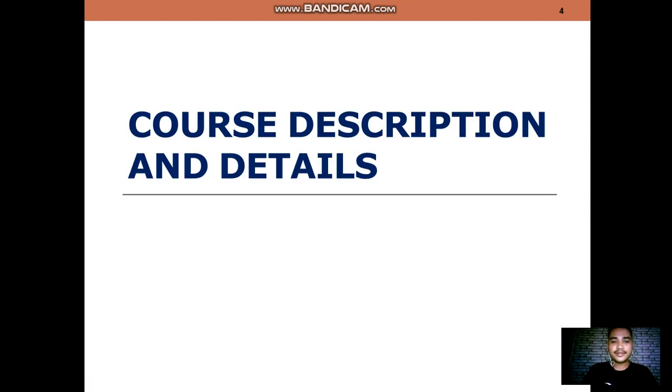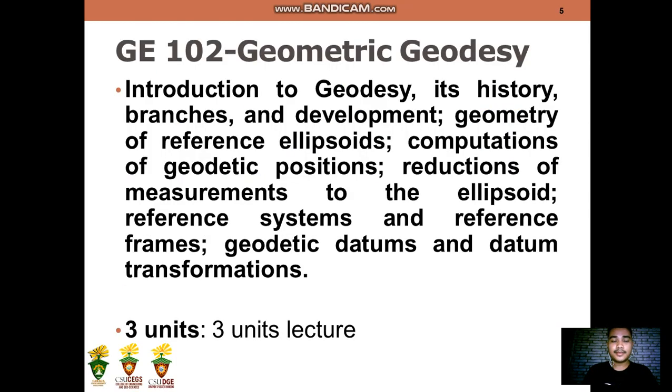Let's go now to the course description and details. Geometric Geodesy covers the topic of Introduction to Geodesy, its history, the branches and development, geometry of reference ellipsoids, computations of geodetic positions, reduction of measurements to the ellipsoid, reference systems and reference frames, geodetic datum and datum transformation. This course consists of 3 units, and these 3 units are full lecture. This means to say, we have allotted 3 hours for you every week.